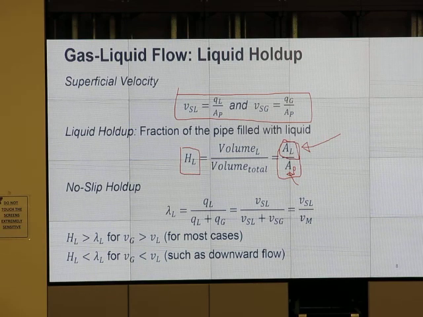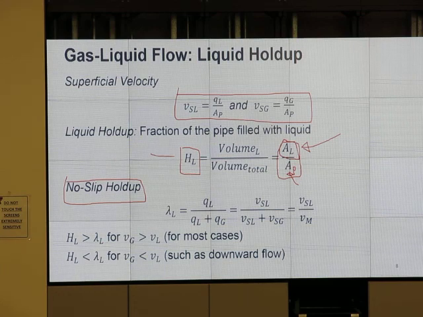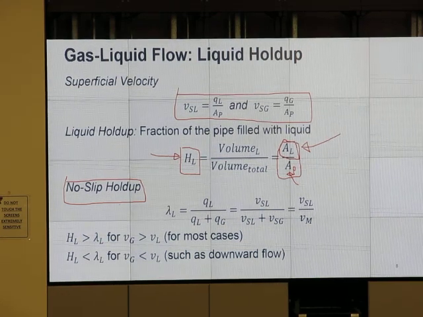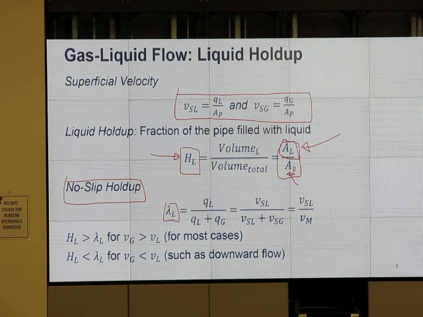What about no slip liquid holdup? No slip liquid holdup, actual liquid holdup, you may not know it. But we may be able to calculate no slip liquid holdup directly. Lambda L is the ratio of flow rate, or ratio of flow rate is the same as ratio of VSL. And this flow rate is actual flow rate in the pipe, not the standard condition. Okay? Actual flow rate in the pipe. So this is no slip liquid holdup.